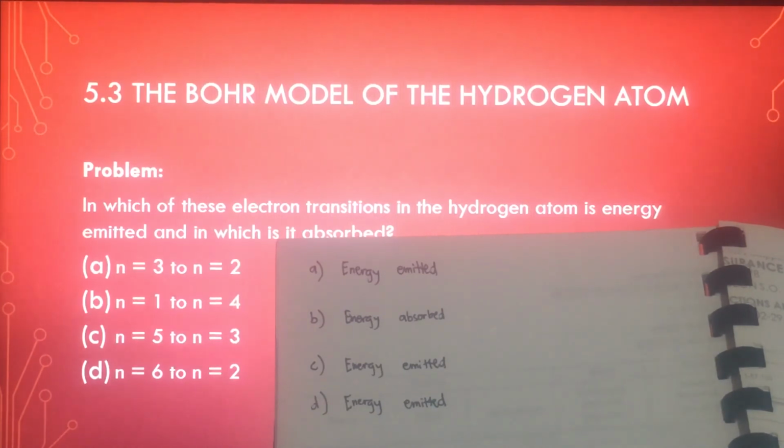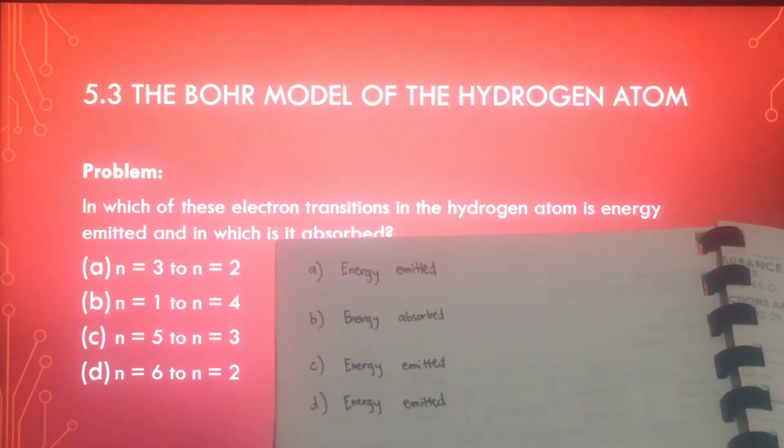So this means that if the electron goes from a higher energy level to a lower energy level, the electron emits a certain amount of energy, while if it goes from a lower energy level, it will absorb energy to go to the higher energy level.